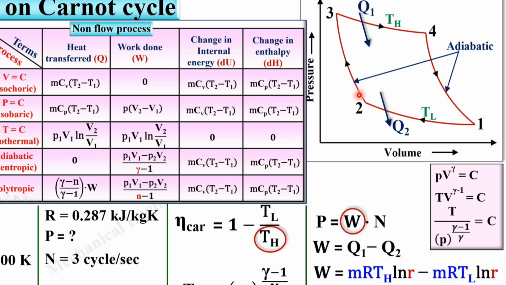Now for the Q2, again this is an isothermal process. So again you know that heat supplied is equal to P1 V1 ln V2 upon V1. Again I have put the value of P1 V1 is equal to mRT. But here this is the 1-2 process, so it will be TL. Again this is a compression ratio that is exactly equal to the expansion ratio. That's why it is again R.